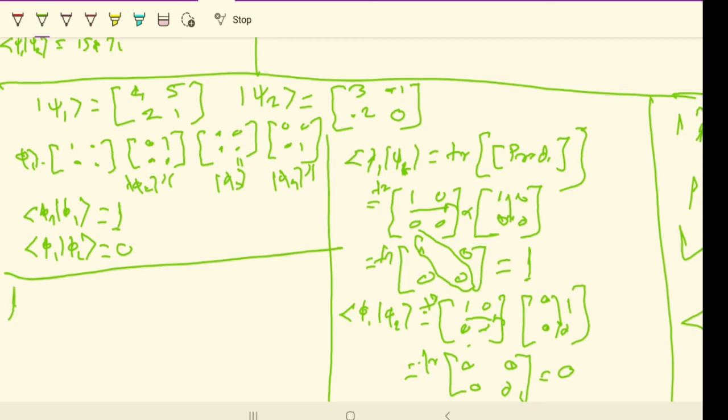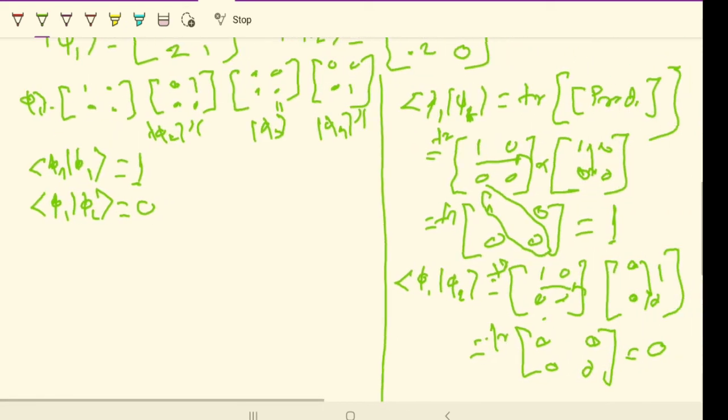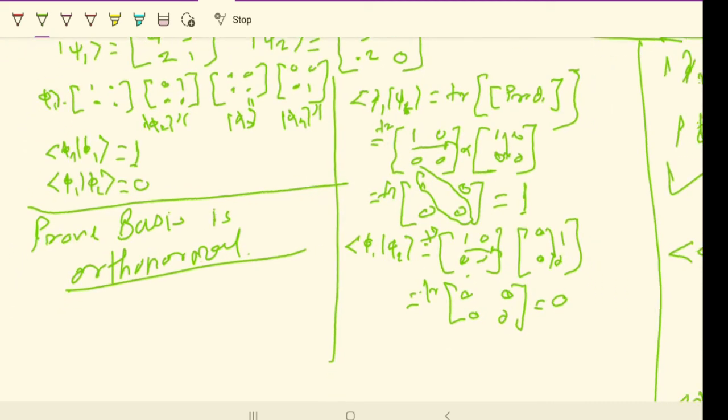Please note that what we have done over here, if you are using basis vectors in some manipulations of a vector, and if you are using, let's say, matrix representation of vectors, then these basis vectors also need to be converted into the matrix form, okay. So you can prove that these basis that I have chosen is orthonormal. Okay, so you can have that as a problem. Prove this basis is orthonormal.